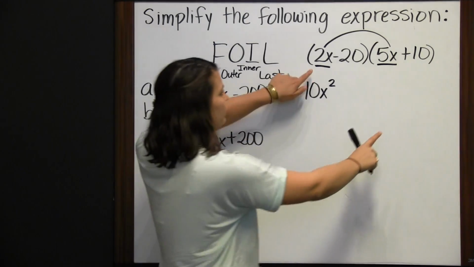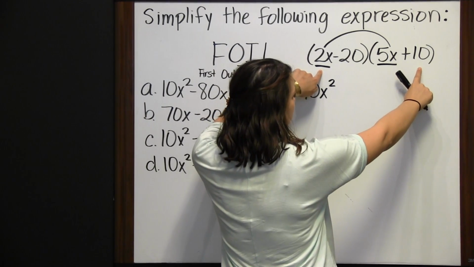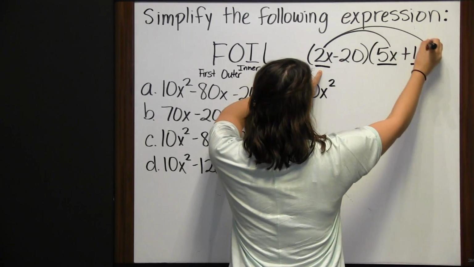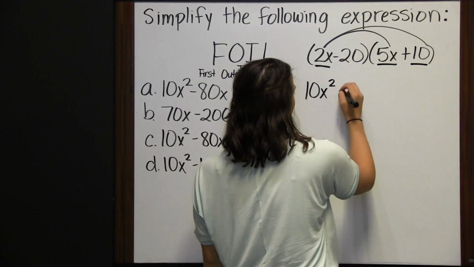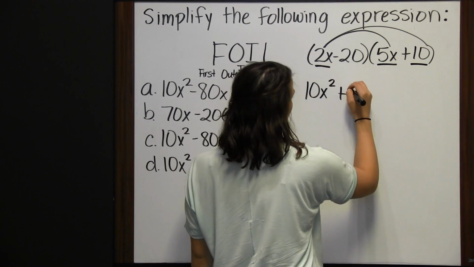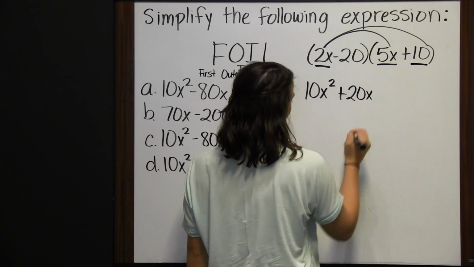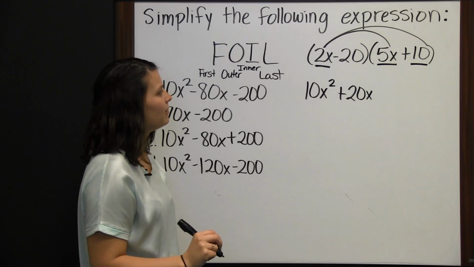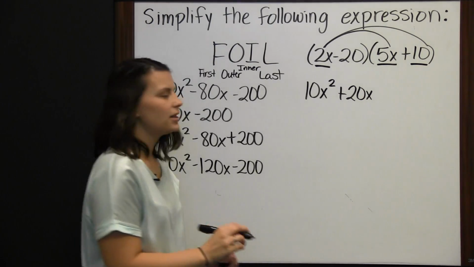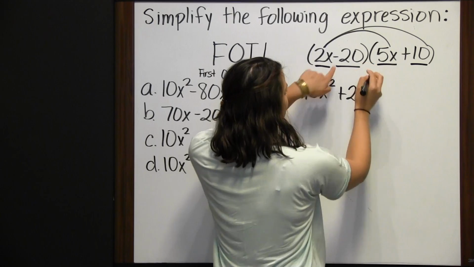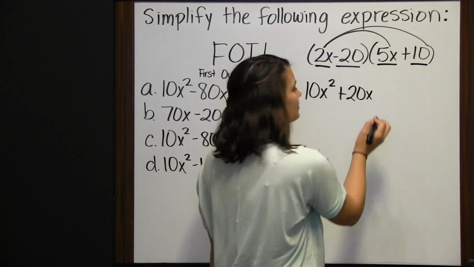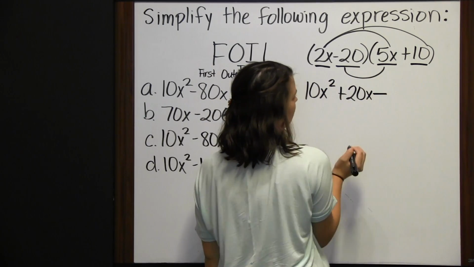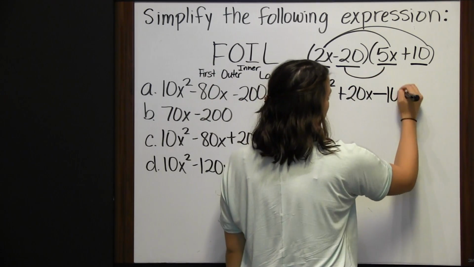The O again stands for outer. So that means to multiply the two outside terms. So 2x and 10 are the two terms on the outside, the outer terms. So 2x times 10, 2 times 10 is 20, so it's 20x. I stands for inner. That means to multiply the two terms on the inside. So that would be this -20 times 5x. A negative times a positive is a negative. 20 times 5x is 100x.